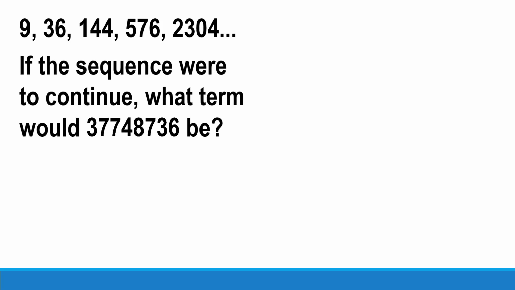If I were to take the geometric sequence 9, 36, 144, 576, 2304 and continue it until I found a term number that equaled 37,748,736, what term number would that be? Using an explicit formula, I may not know what n is, but I do know that g sub that n will be 37,748,736, which I can then set equal to 9 times 4 raised to the n minus 1.